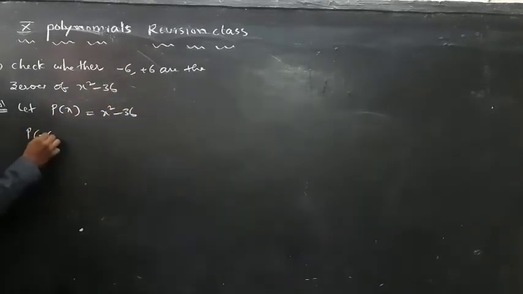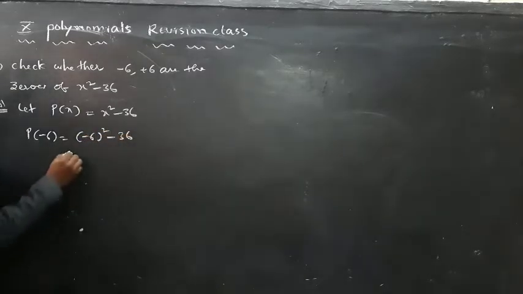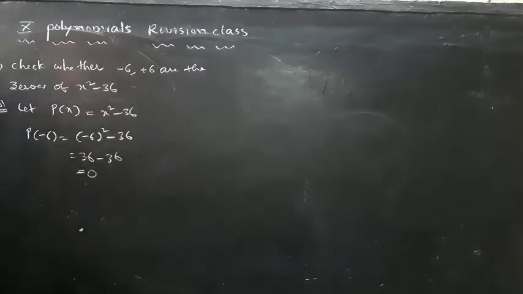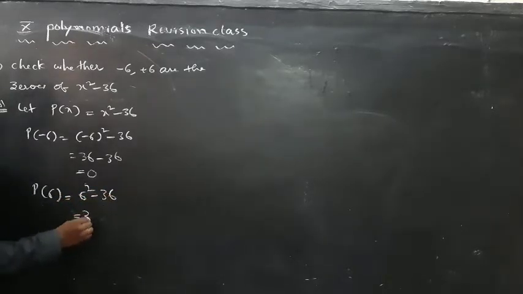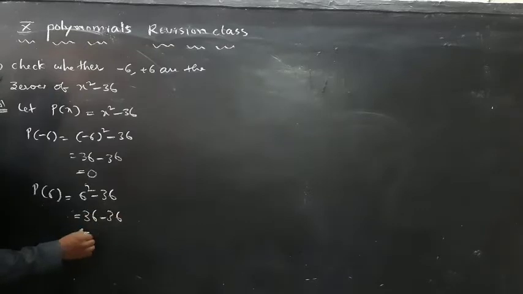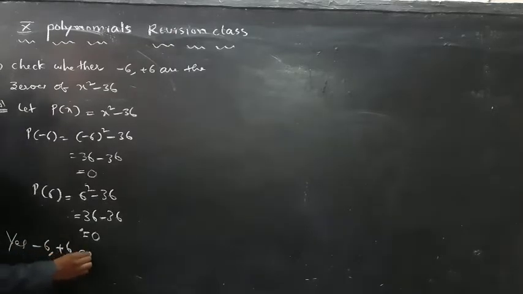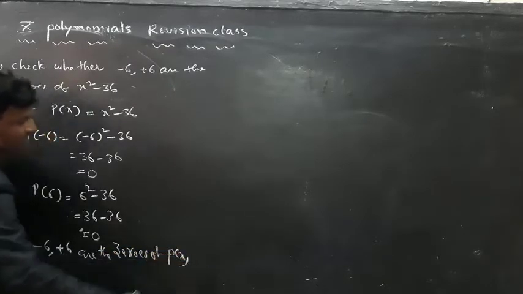Here p of minus 6 is equal to minus 6 whole square minus 36. It means 36 minus 36 is equal to 0. Similarly, p of plus 6 is equal to 6 square minus 36 is equal to 36 minus 36 is equal to 0. So we can write that minus 6 comma plus 6 are the zeros of p of x.